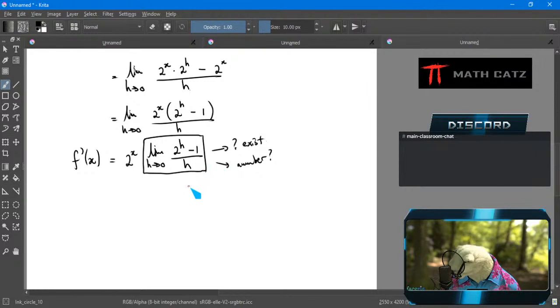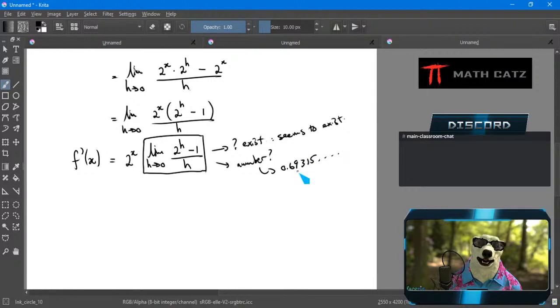Now, what one can do is take smaller and smaller values of h, plug them in, and calculate this 2 to the h minus 1 over h, and it seems like it does exist. It seems to be approaching a number, seems to be pretty stable. And that number is something like 0.69315, and there's a whole bunch of decimals. So it's a number.